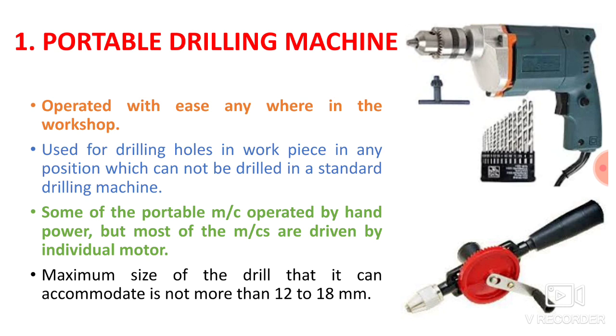Some of the portable machines are operated by hand power, but most of the machines are driven by an individual motor. So few machines you can operate with the help of a hand. Here you can see in the second image, it has a handle. You have to rotate that handle so that the drill passes through the workpiece. So it is a hand power drilling machine, but most of the machines are motor powered. Then the maximum size of the drill that can be accommodated is not more than 12 to 18 mm. You can drill a hole up to 12 to 18 mm diameter with the help of a portable drilling machine.